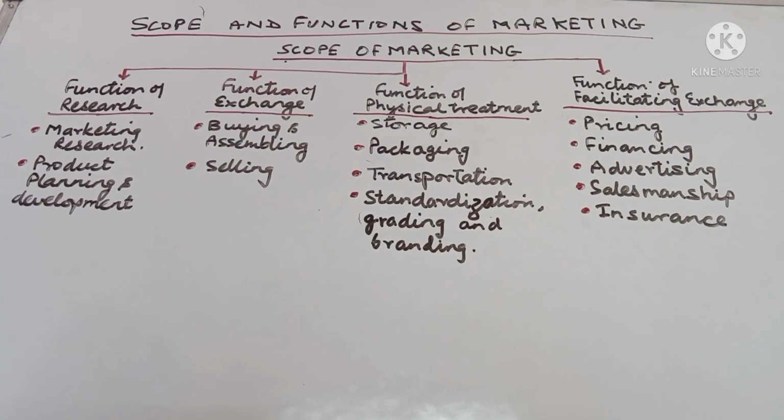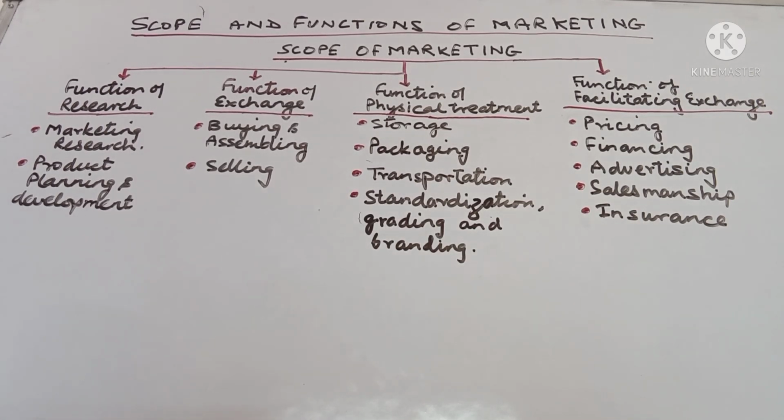Now, in order to achieve the purpose, the marketing manager performs the various functions or activities. As I mentioned, the various activities have been grouped under the four major functions: namely the function of research, the function of exchange, the function of physical treatment, and the function of facilitating exchange. When I talk about facilitating, that means all those activities which help in the movement or in selling the goods or the services to the prospective customers.